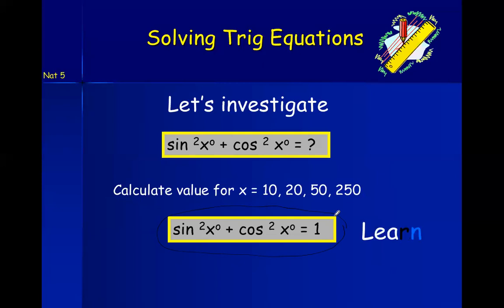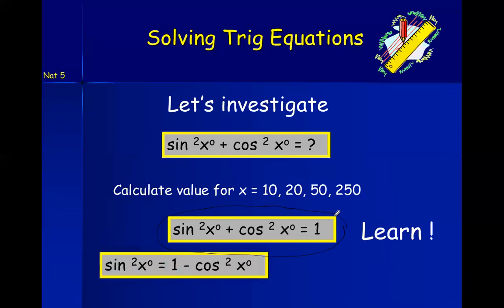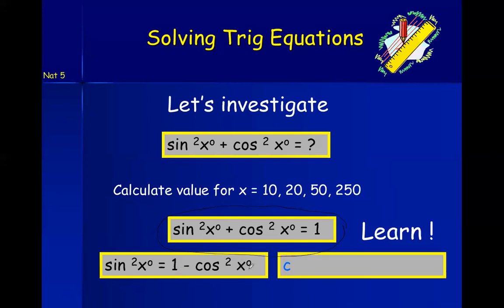First trig identity. It does say there, learn. It's not given in your formula list. So we can rewrite this. If you move cos square x to the other side, it's going to look like 1 minus cos square x. Or you can say it's cos square x equals 1 minus sine square x. But you only need to learn one of them. You don't need to learn all 3 of them, because you just move one or the other, and you should always get the same answer.